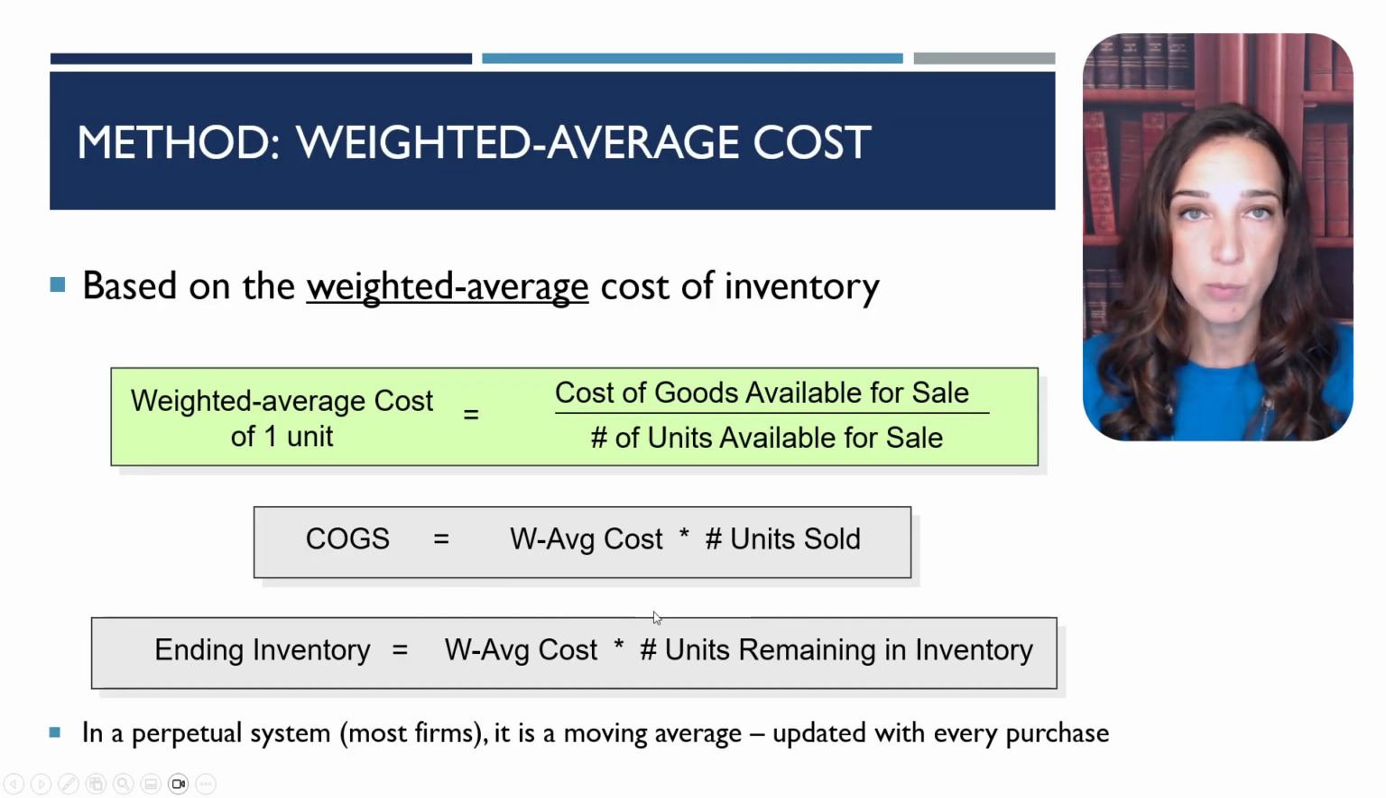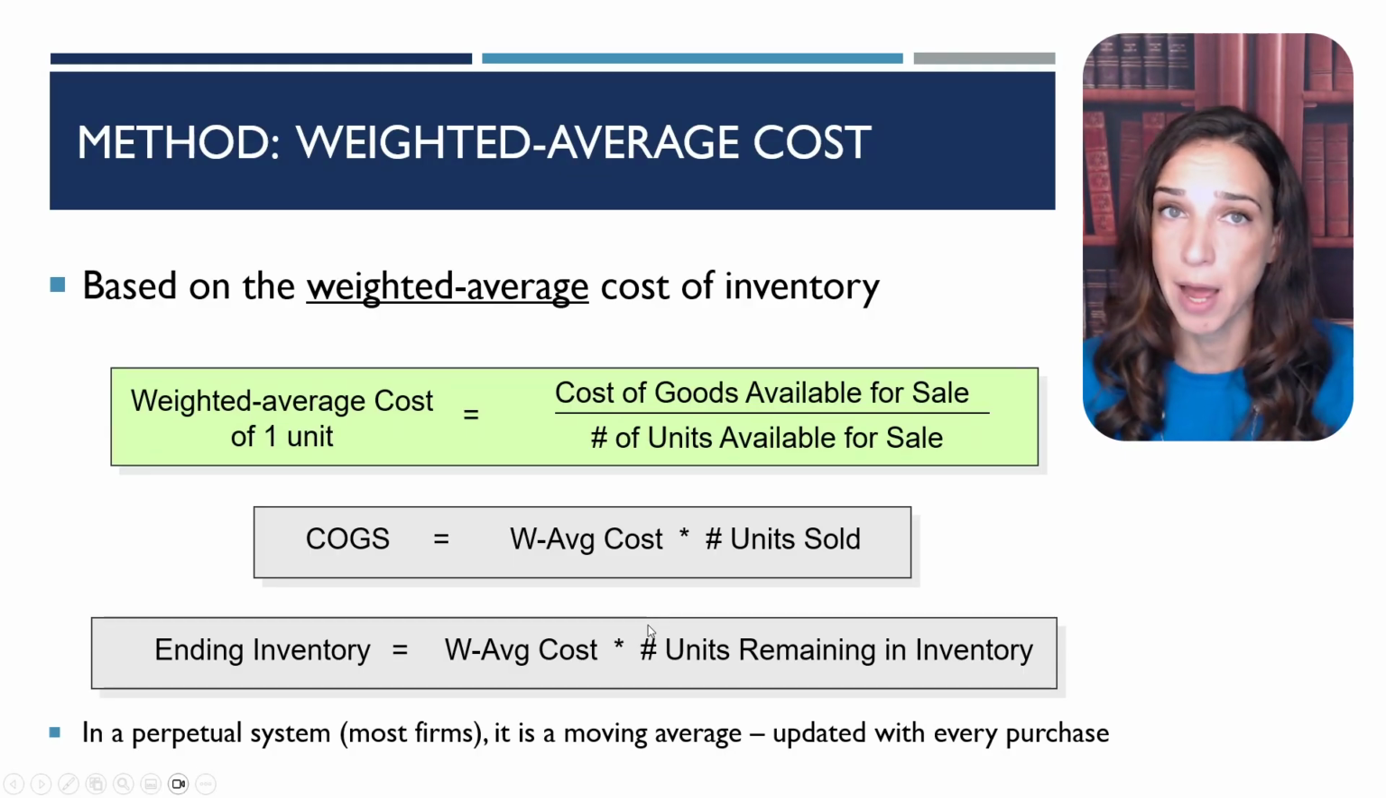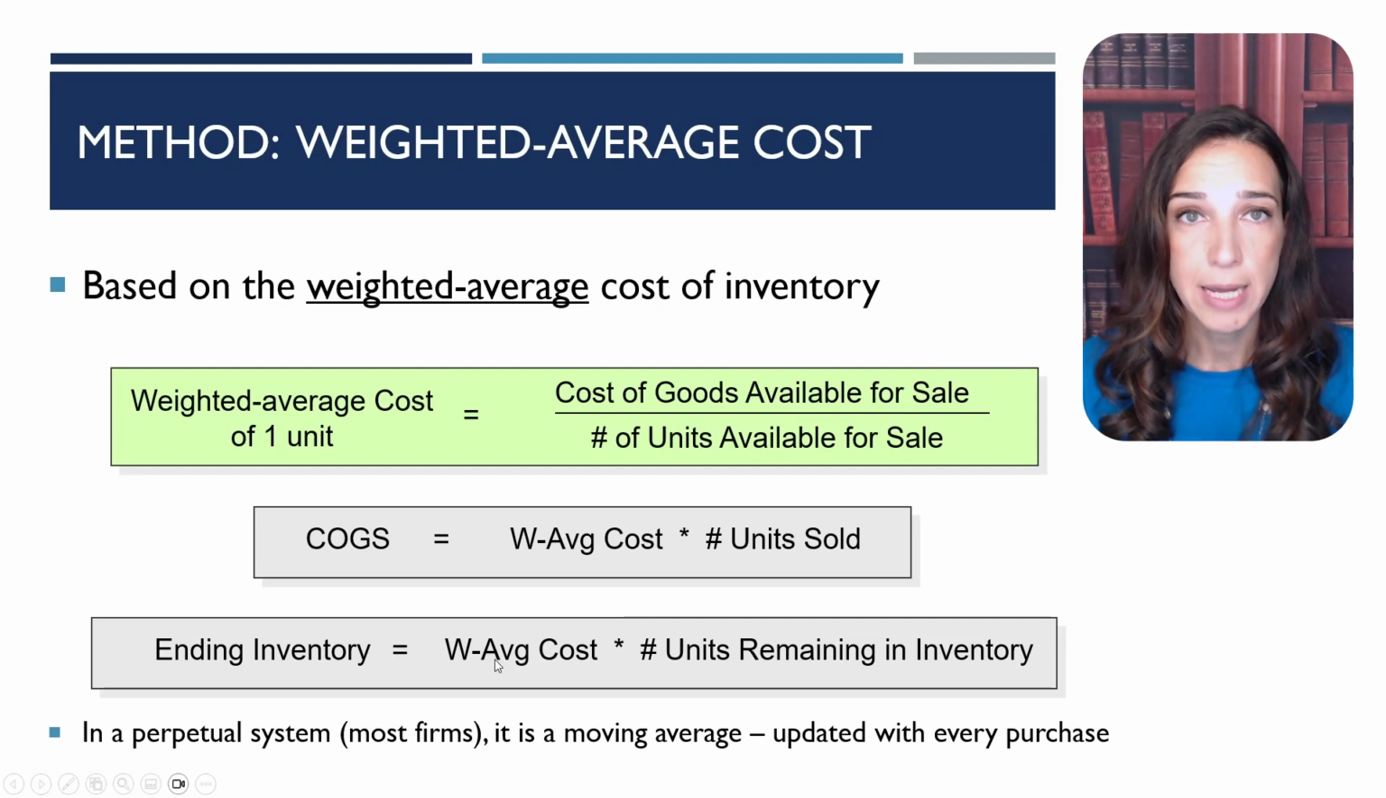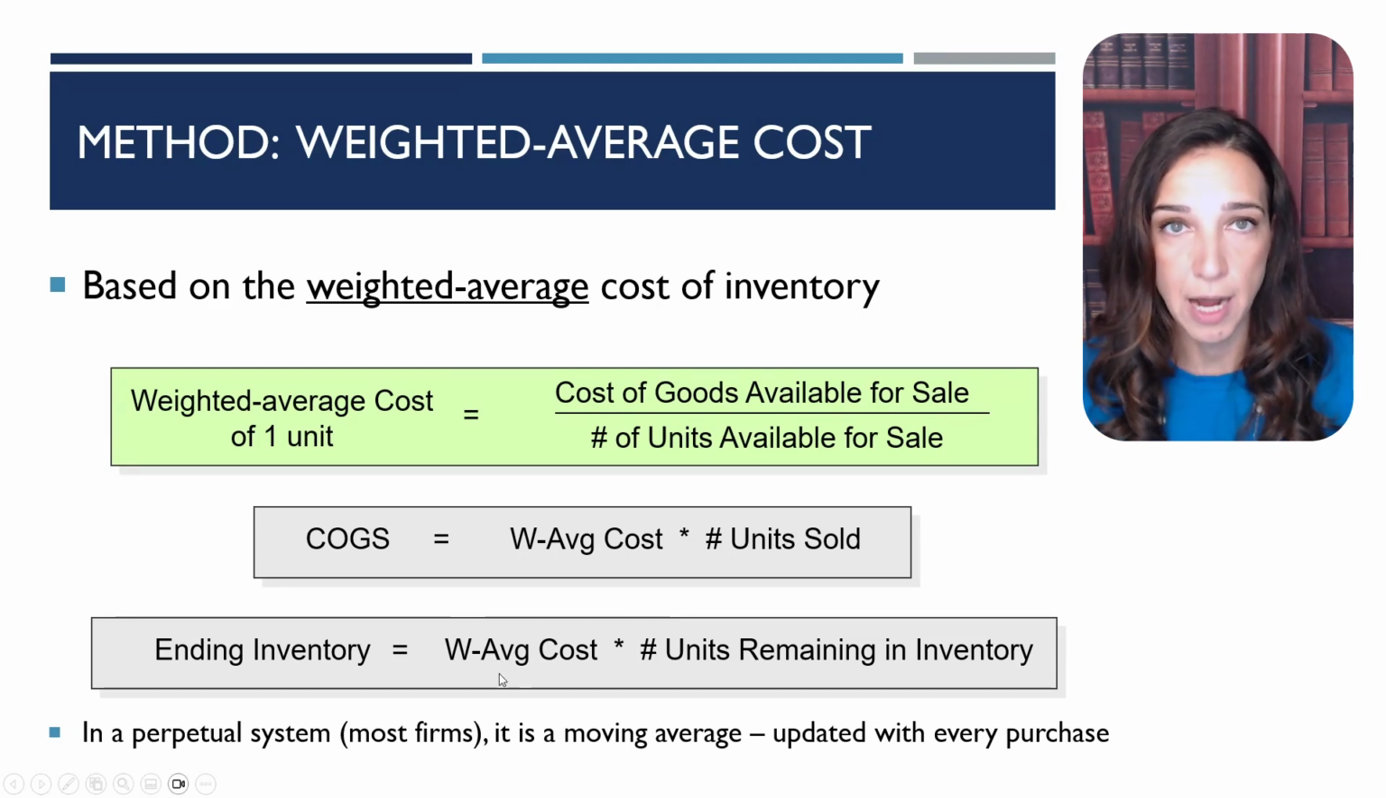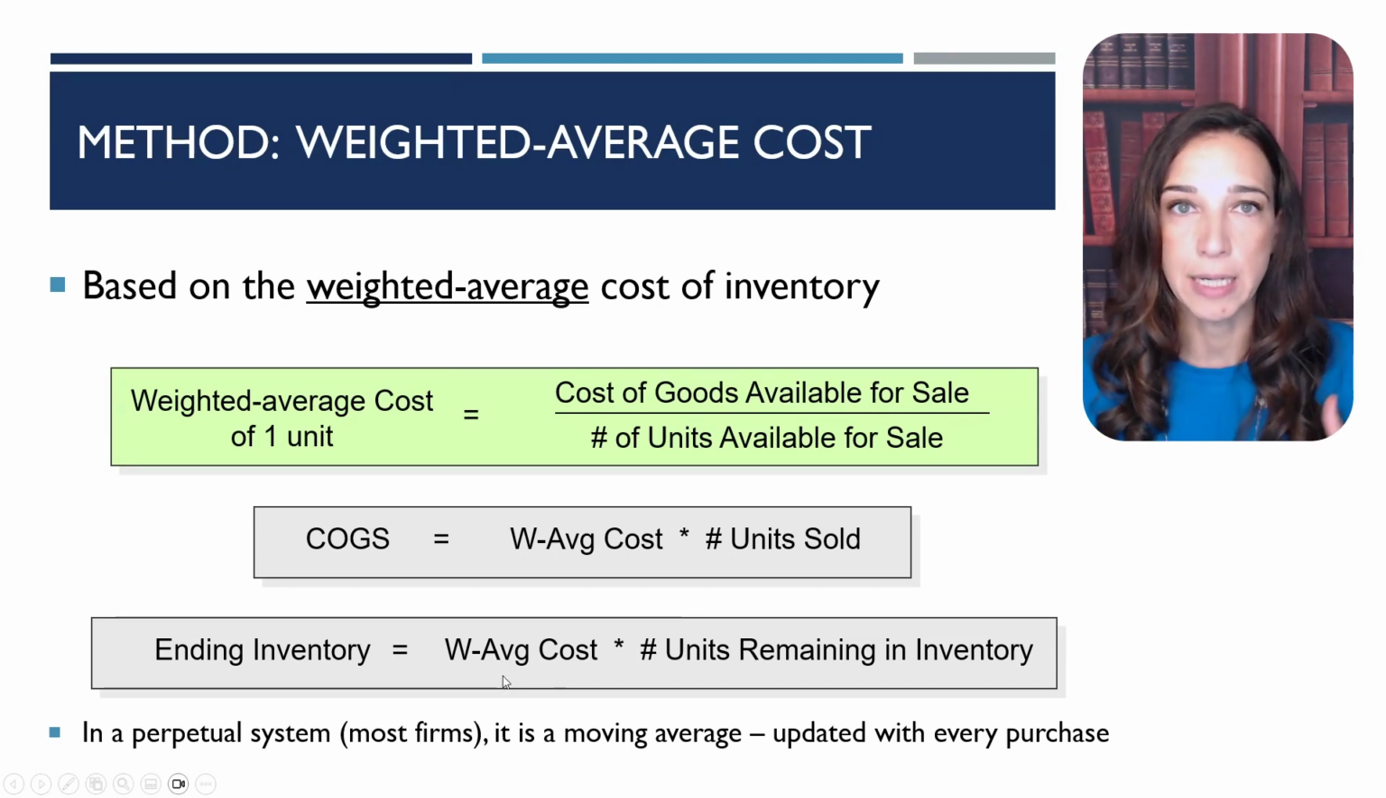And again, something that I won't really get into in this particular video is the differences between the periodic and the perpetual inventory system. In the perpetual system, which is very common, you can think of this as being automatically done.